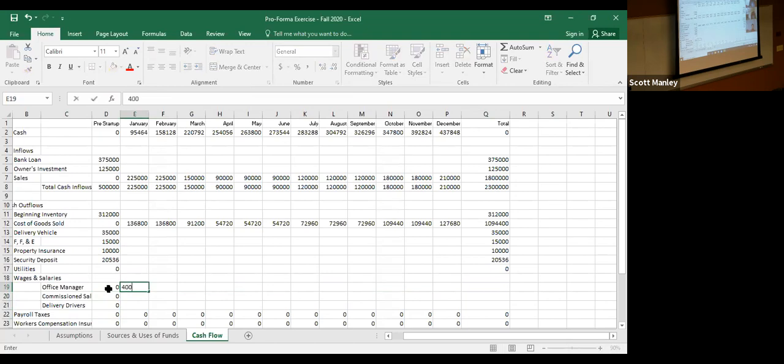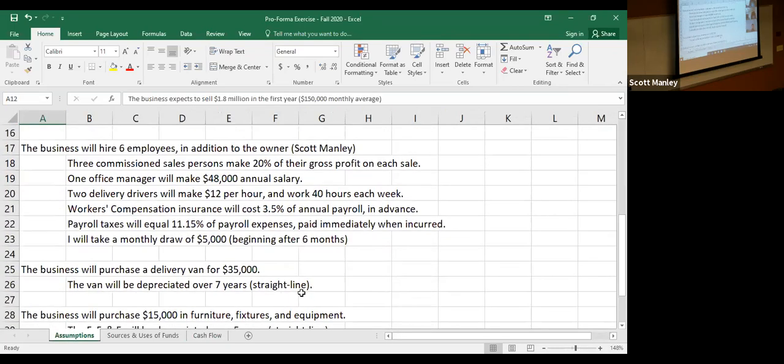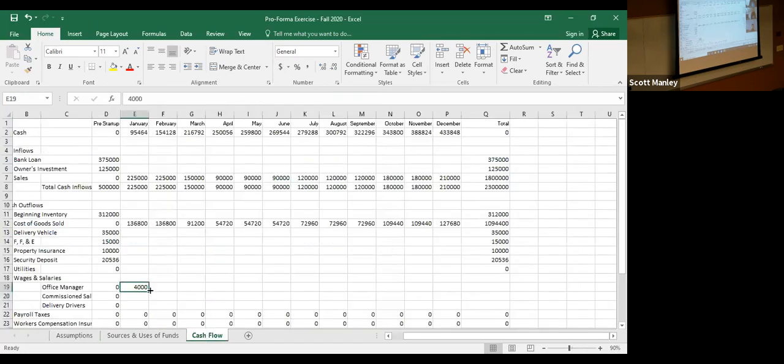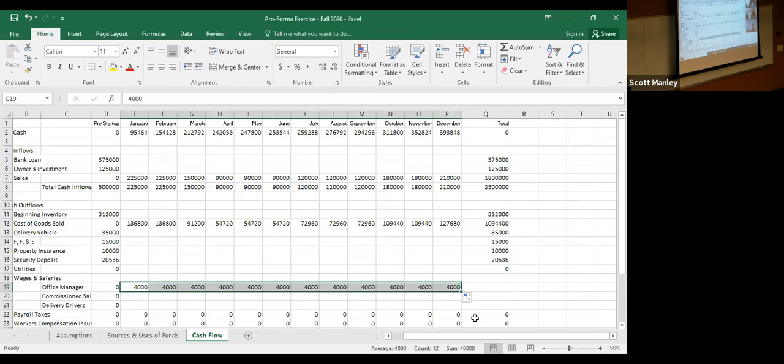For office manager, that person makes $48,000 per year, okay? $48,000 per year is equal to $4,000 per month. So I put 4,000 in every month.